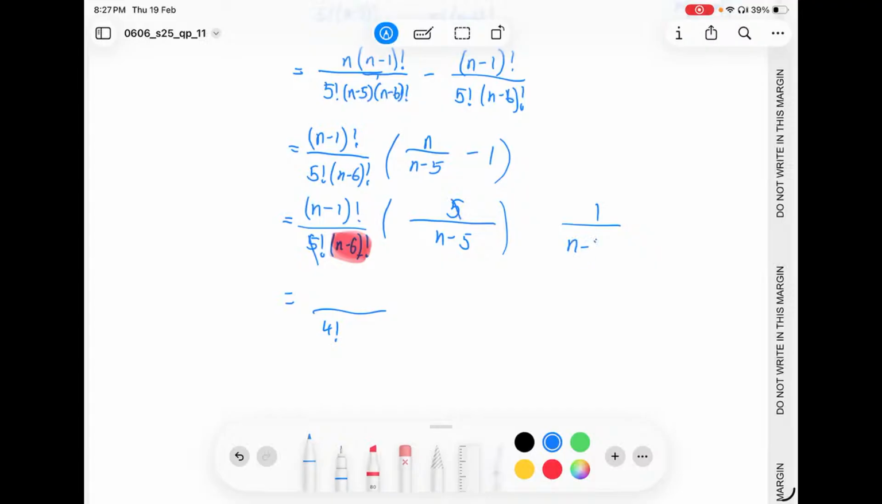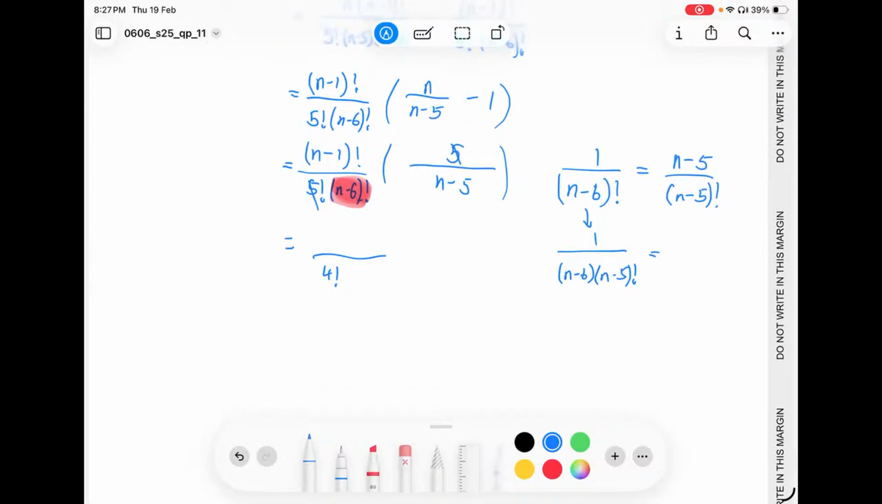So 1 over n minus 6 factorial. Basically, you can make this into n minus 5 over n minus 5 factorial. So how did we get that? Basically we do 1 over n minus 6, n minus 5 factorial. So that's from here to here. And now you just need to multiply both sides by n minus 6. So n minus 6 on the top, plus 1, would be n minus 5, and then in the bottom, n minus 5 factorial. So that's how you get that.